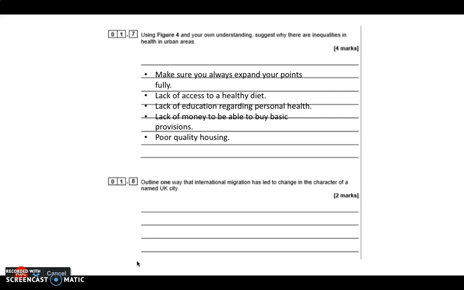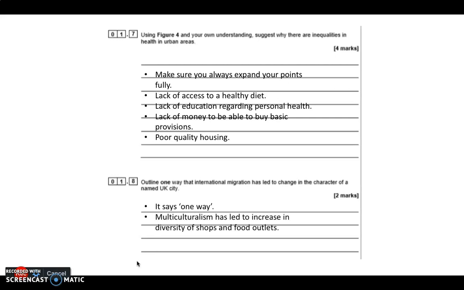If you don't have a car and you can't drive further, you can only use the shops that are local. It might be about a lack of education in certain areas regarding personal health. A lot of things might be about a lack of money. So if you have areas where there's higher levels of poverty, you might have a lack of money to be able to buy basic provisions. Or it could be about the quality of housing that you have access to. Lots of people talked about access to medical facilities, which is another good answer as well.